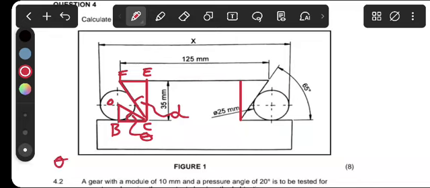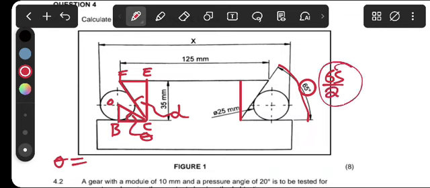For theta, we're given 65 as the whole of this angle. 65 divided by 2 gives 32.5 degrees. So that is our theta.